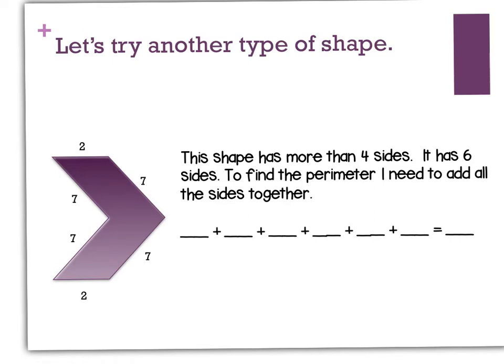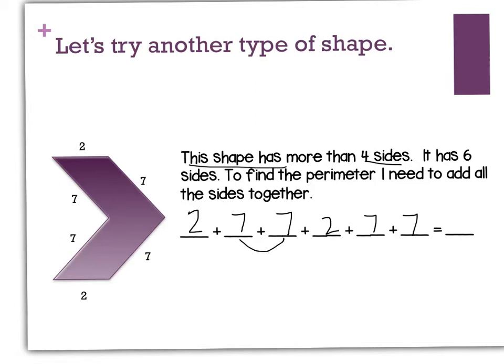Let's try another shape. This shape has more than 4 sides. It has 6 sides, so let's find the perimeter. I have 2, 7, 7, 2, 7, and 7. So that's what I'm going to put into my problem. 2 plus 7 plus 7 plus 2 plus 7 plus 7. Now I can add those up.